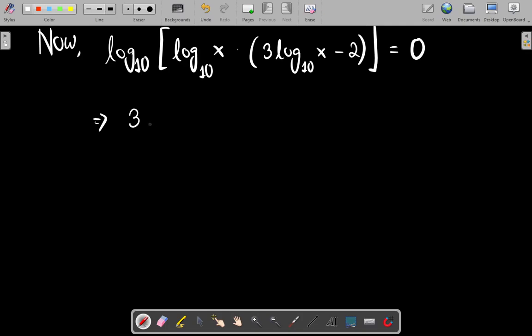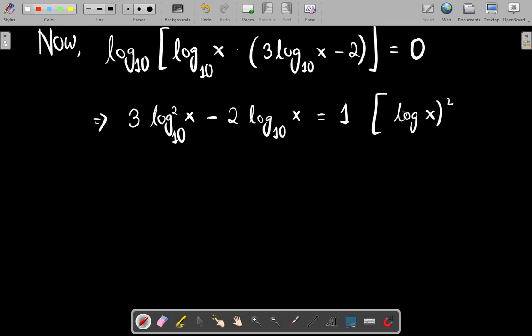This log x whole square can be written in this format, log square x, like sin x whole square is written as sin square x. This notation is usually used in computer science books and statistics books, so I am using this notation here. Log square x means log x whole square. And then we are left with 2 log x base 10 equal to 10 to the power 0 on the right hand side, so this becomes 1.